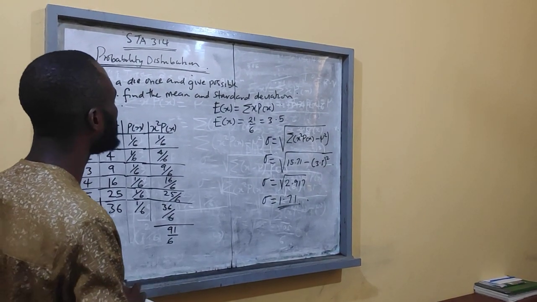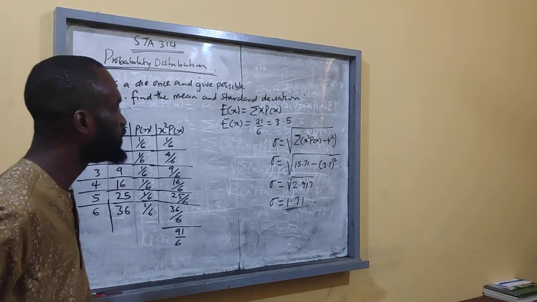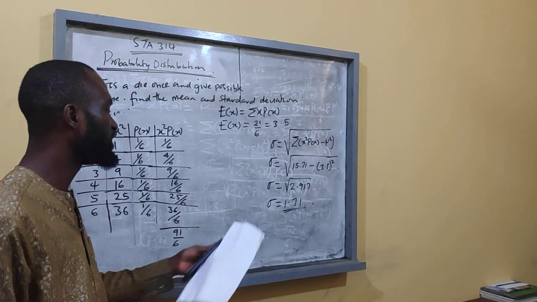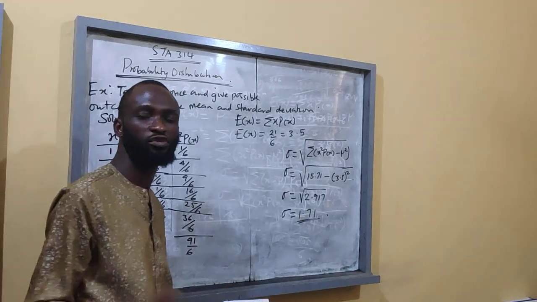And that is how to apply that to the random variable. You will find the mean and the standard deviation. You can also find variance. If they ask you to find variance, then you will not need to take the square root. Then we can find variance.